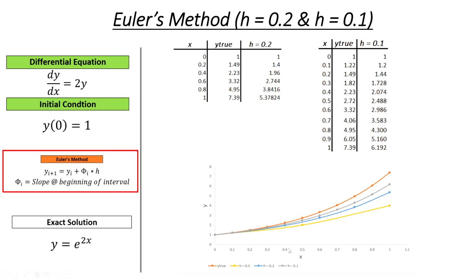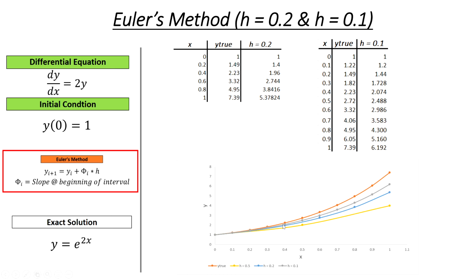Now, if we go to 0.4, we have 1.96 and the true value is 2.23. If we go to 0.6, we have 2.744 versus 3.32. So you can see that the gap between the true value and the approximation keeps getting wider and wider. If we go to 0.8, now we have 3.8416, and the true value is 4.95. And finally at 1, this gap here is 5.37824 versus 7.39.